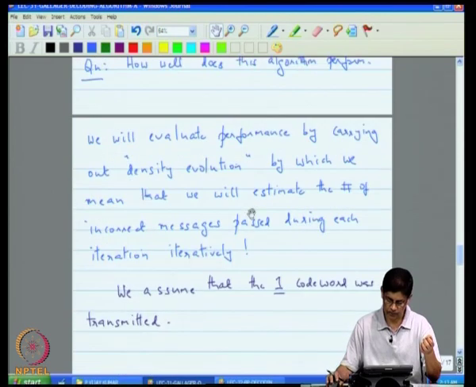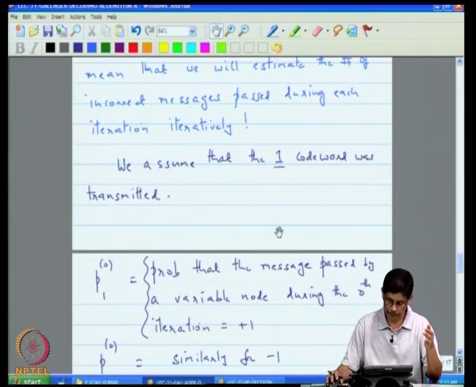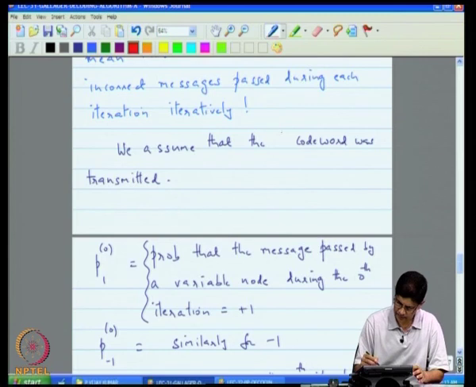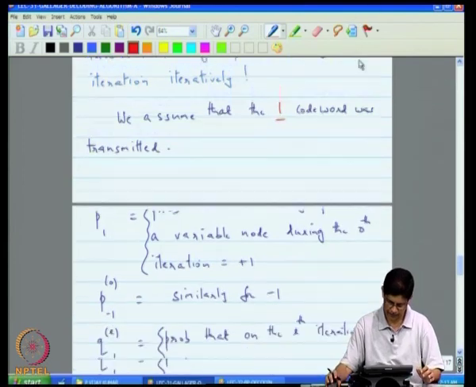So, how does this algorithm perform? We will evaluate the performance by carrying out density evolution. This is a fancier term than we need for the present. All that we mean is that we will estimate the number of incorrect messages passed during each iteration, and we will do this in an iterative fashion. Again, to repeat, we will assume that the all one codeword was actually transmitted.